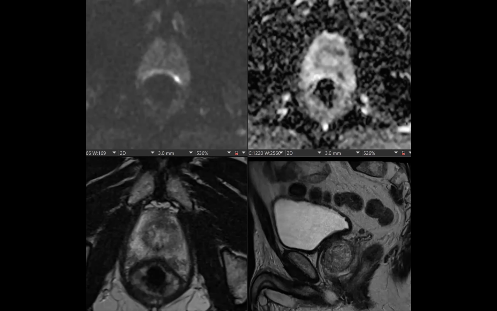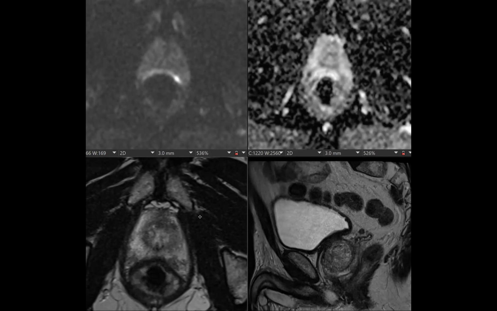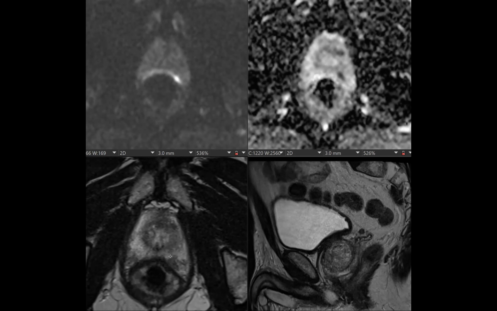This is a patient with a prostate lesion. So here it is. The question is not really about the presence of it. It's more what you would say in terms of the capsule. How would you describe EPE?